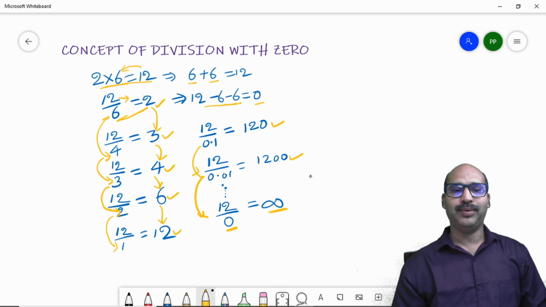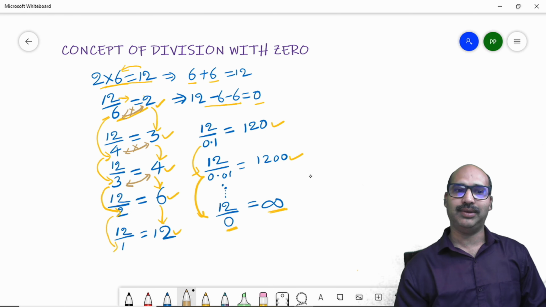At the same time, we have to observe another concept here. When 12 by 6 is equal to 2, 6 into 2 is equal to 12. When 12 by 4 is equal to 3, multiplying these two, 4 into 3, is equal to 12. When 12 by 3 is equal to 4, 3 into 4 is equal to 12. Again here 2 into 6 is equal to 12, and 1 into 12 is equal to 12. Here also 0.1 into 120 is equal to 12, and 0.01 into 1200 is equal to 12.